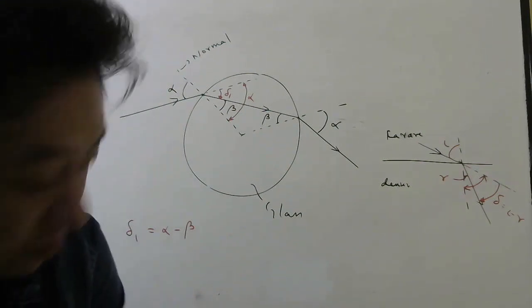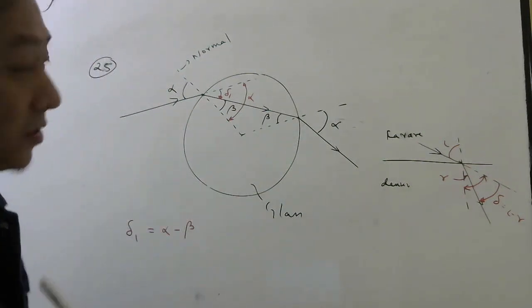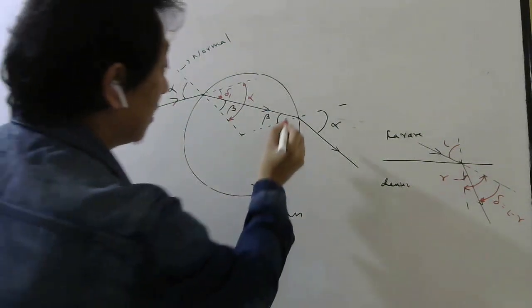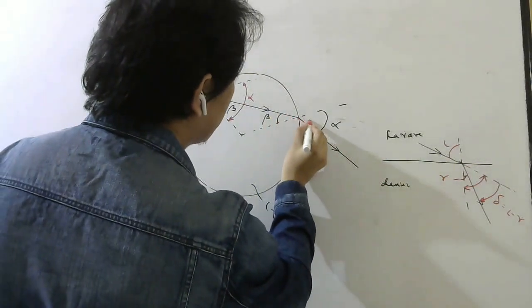Okay. Similarly, here let us try to find the deviation. One more deviation happens here. So this light was going this way, you see.